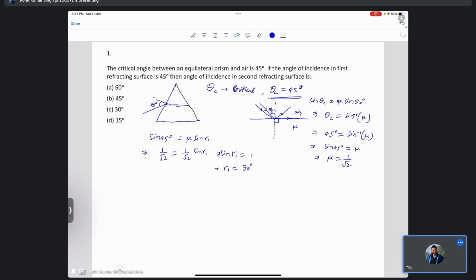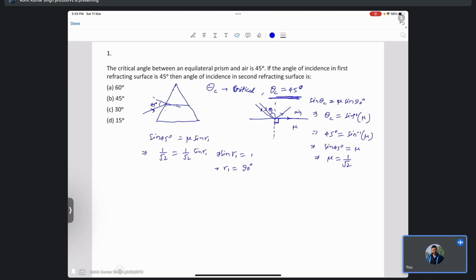Okay, something looks strange here, because the critical angle is 45 degree and this incident angle is also 45 degrees. So obviously the refracting angle is 90 degree, like here, correct? Then what is asked is the angle of incidence in the second refracting surface.